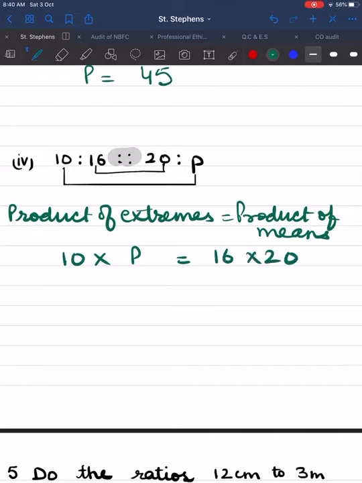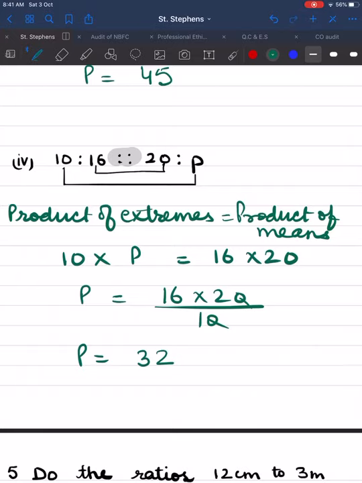Now transpose 10 to the other side. Now here it is being multiplied by p. When we transpose it to the other side, it will get divided. So here p is equal to 16 into 20 upon 10. Cancel out 0 and we get p is equal to 16 2s are 32. So the value of p is equal to 32.